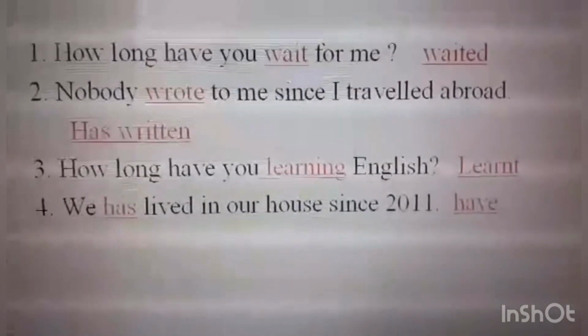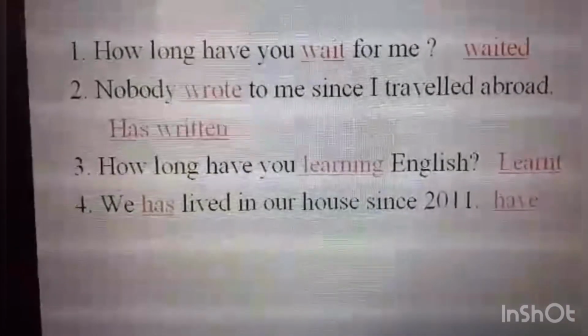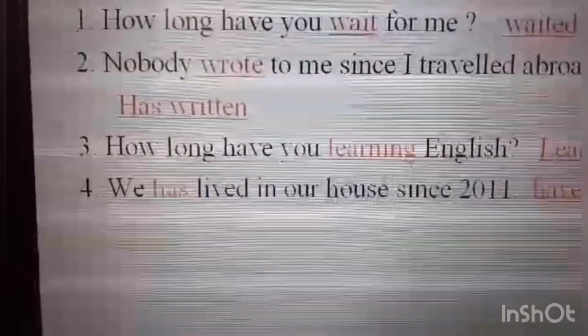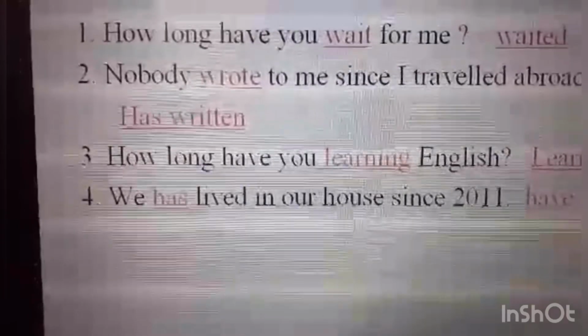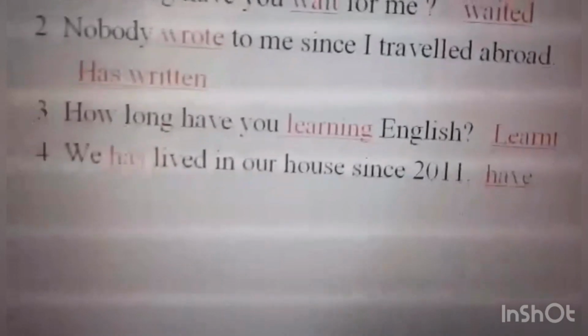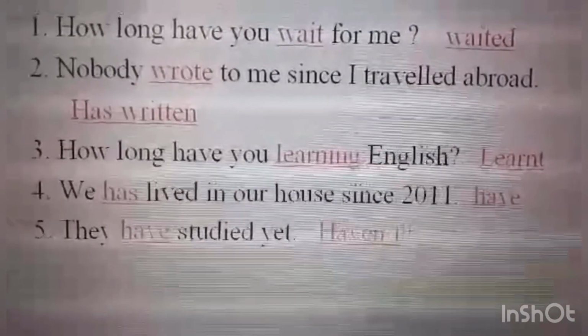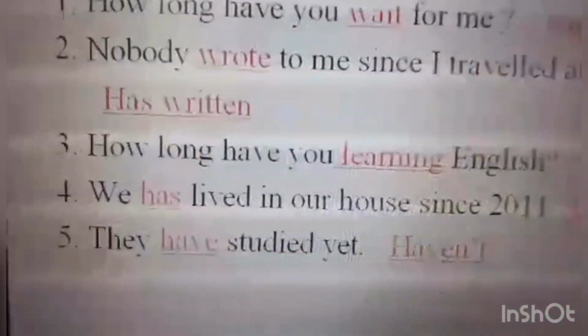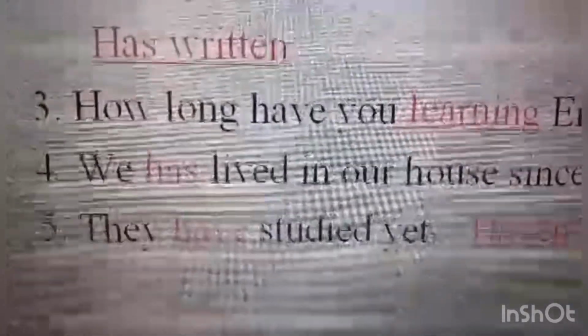Now number 4. We has lived in our house since 2011. Here the mistake is has. Why? Because we have the pronoun we, and we is a plural pronoun. So has must be have. And now number 5. They have studied yet. Okay, here the mistake is have. Why? Because we have the keyword yet, and we can use yet for negatives and questions. So have must be haven't.